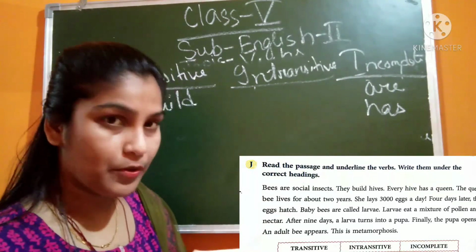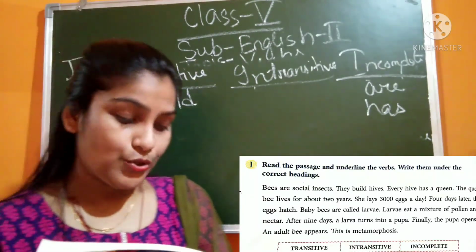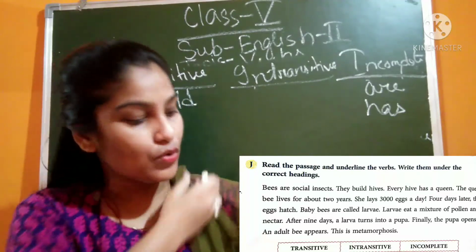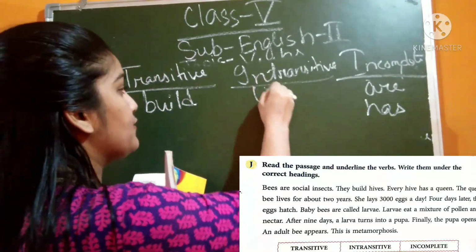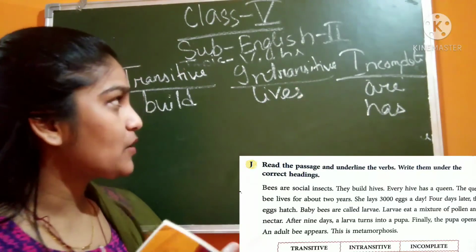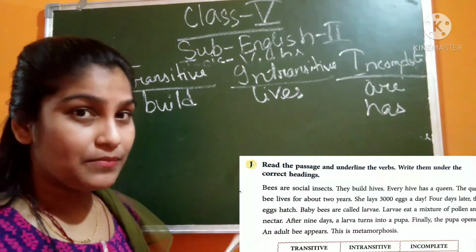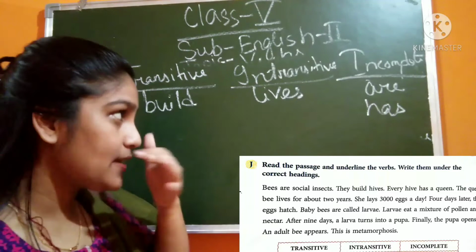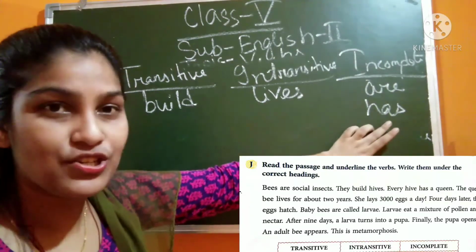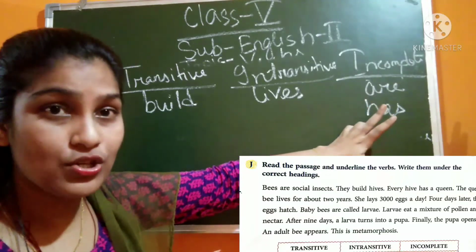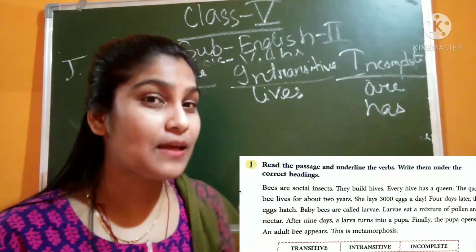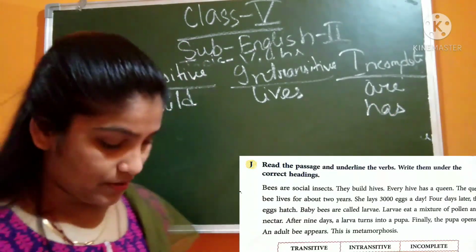Now the queen bee lives for about 2 years. So lives will be the verb. You will underline that. For about 2 years. These words are used, but this is not an object. So where will you put it? Lives here, because it does something. It is an action. Are, has, these are not actions. Has, this is position. Are, it is giving some information. Lives, that means it is what? Something does. Yes, an action.